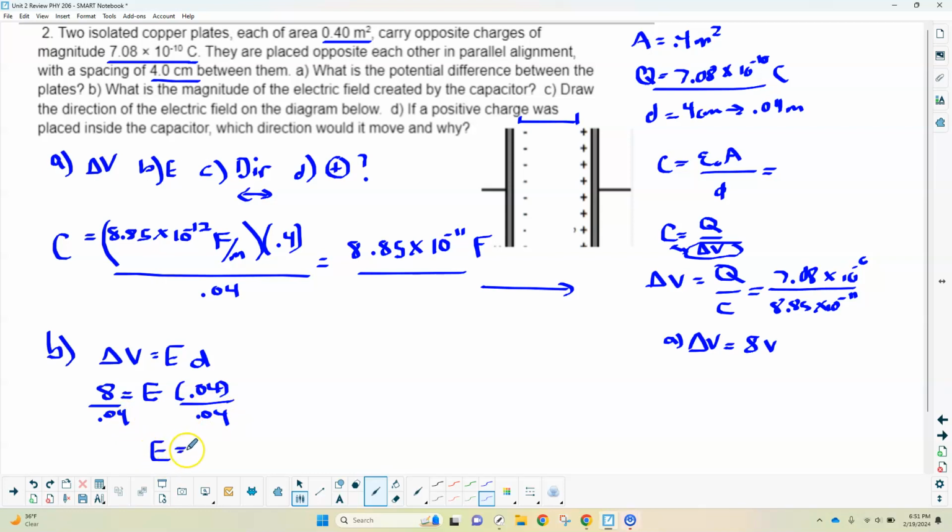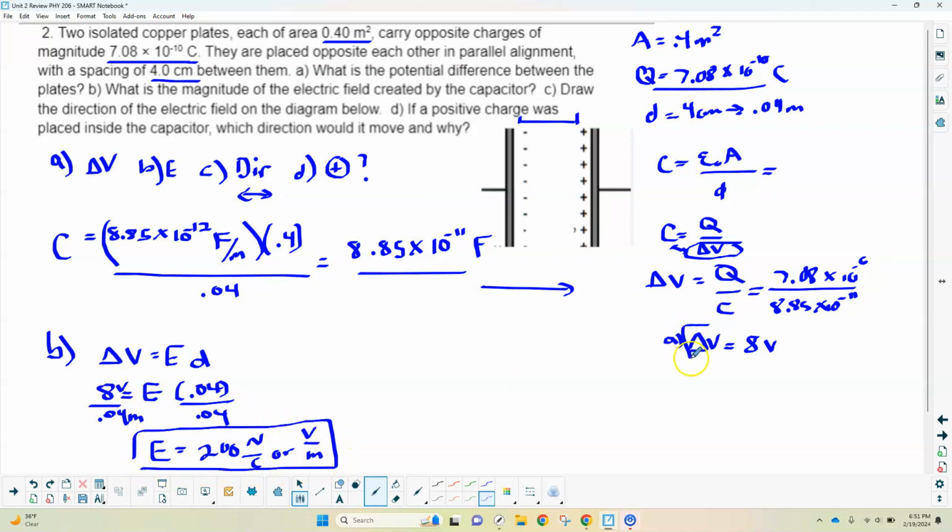And you should get the electric field is 200. You could call it volts per meter. That's okay, or newtons per coulomb. It doesn't matter. They're the same unit. It just depends on what you want to write it on. This one, we probably write volts per meter because 8 is measured in volts and meters here, but it's the same idea. So that's your answer to part B.